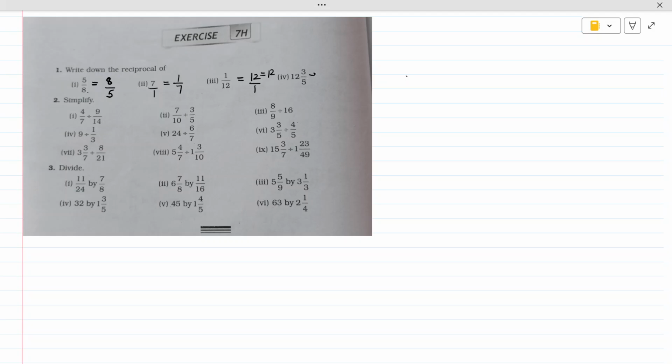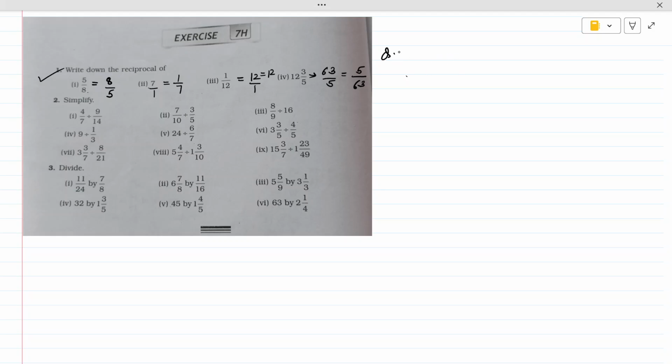Next, we have a mixed fraction. So let's change it first. 12 into 5 is 60 plus 3, 63 by 5. So what is the reciprocal of 63 by 5? 5 by 63. Okay. So this is done. Next, we have to simplify this.